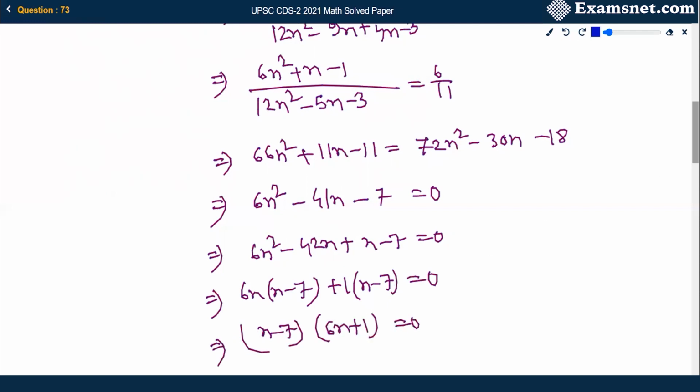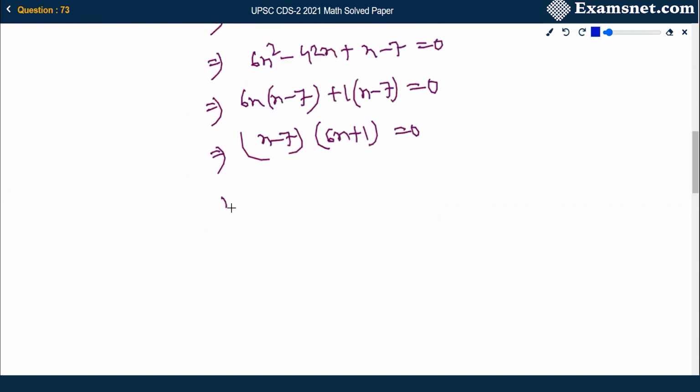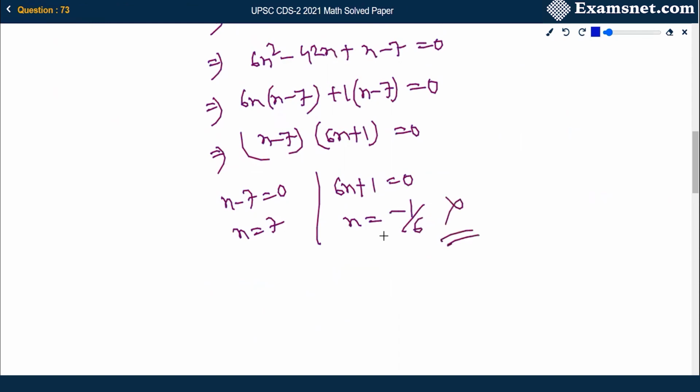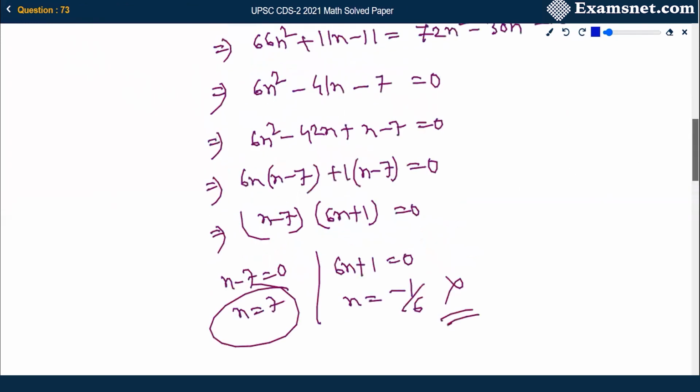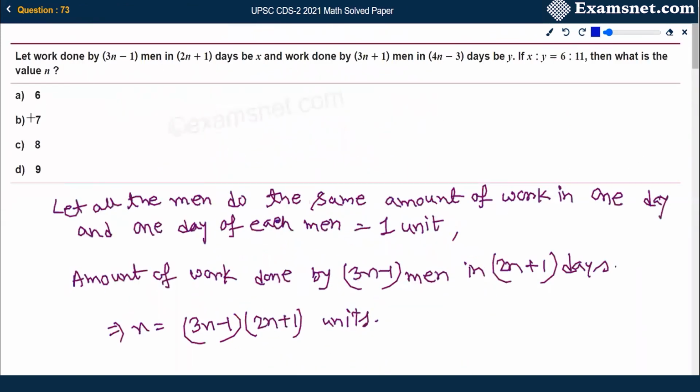That means either n minus 7 equals 0 or 6n plus 1 equals 0. So you'll get minus 1 by 6, which is not possible because the number of men can't be negative. Hence the value for n is 7. So yes, the value for n is 7. Option B is the correct answer.